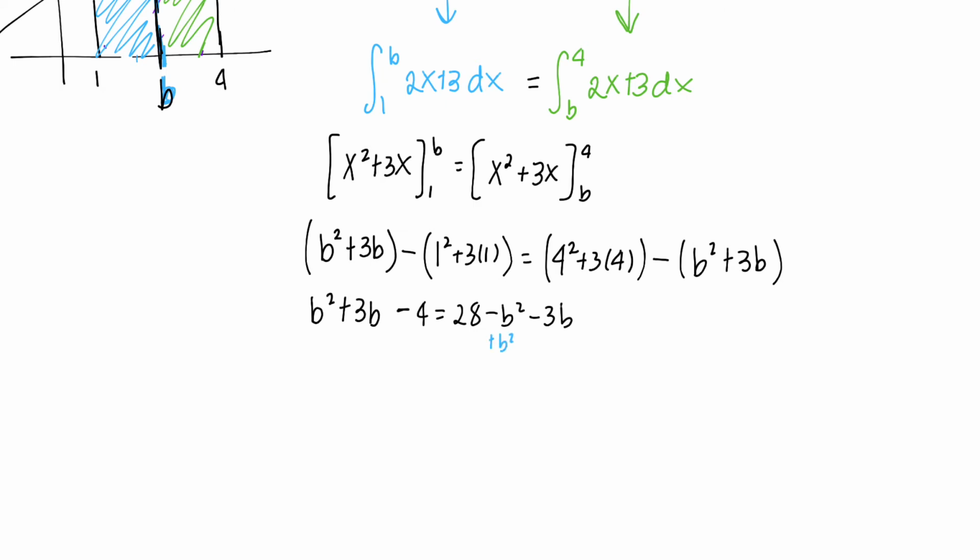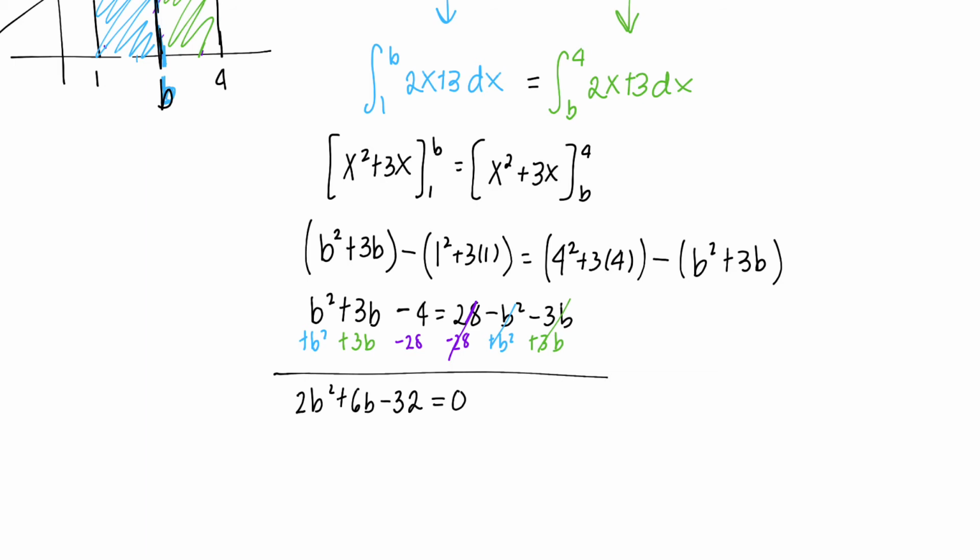So I'm adding b squared to both sides. I'm going to add 3b to both sides. And I'm going to subtract 28 from both sides. And that'll cancel out everything over here. So we have 2b squared plus 6b minus 32 is equal to 0. Factor out a 2. B squared plus 3b minus 16 equal to 0.